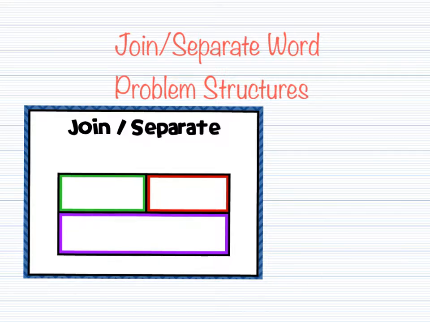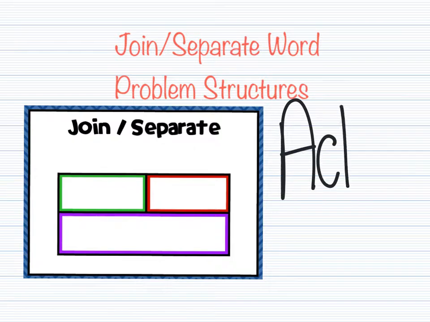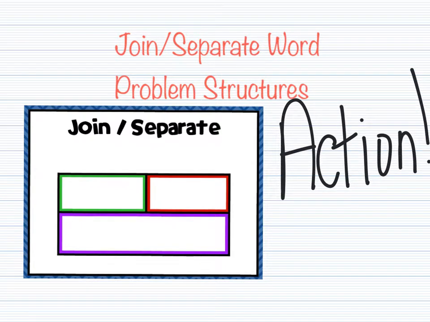A join and separate resembles a part whole mat, but what makes the difference between a join and separate word problem and a part whole is that in a join and separate word problem, you are going to have action. Something's going to happen in your word problem. Let's say, for example, in your word problem, you get 2 new students in your class, or you ate some cookies, or you bought a t-shirt and spent money.